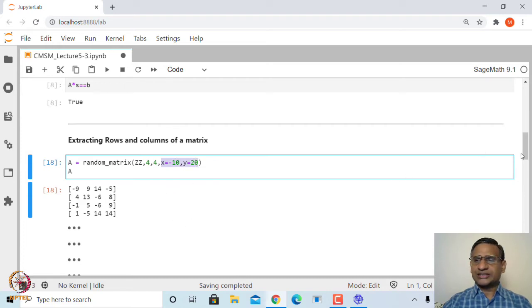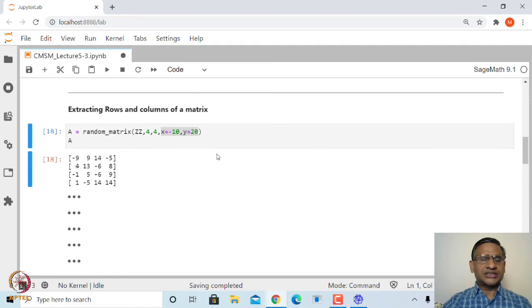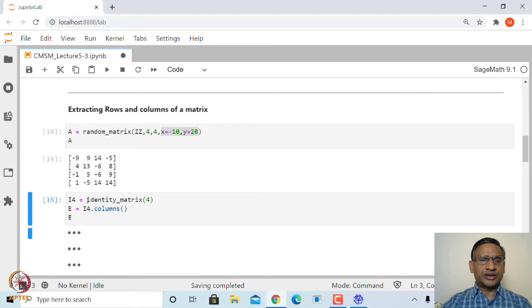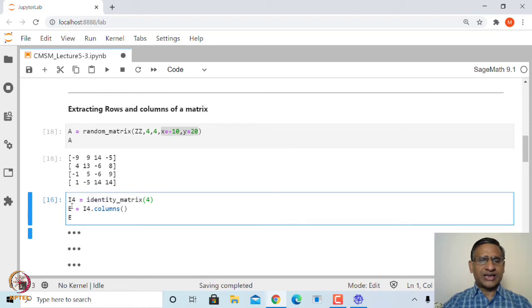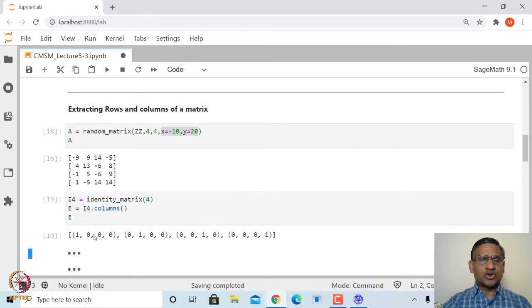So in that case, let us see how we extract the first column, second column, third column without using Sage's inbuilt function, just as a matrix multiplication. What we can do is write a 4 cross 4 identity matrix and declare it as I4. This can be obtained using identity_matrix, and in the bracket you write the order of that matrix, and then E is equal to I4.columns. So we are extracting E as column vectors.